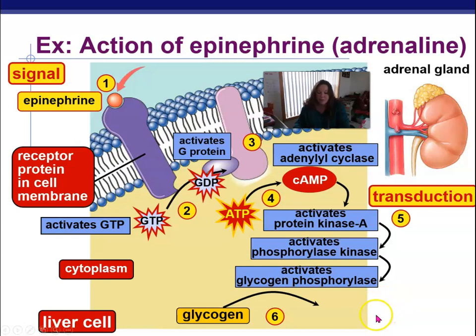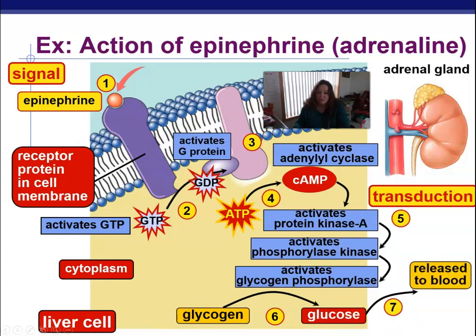And so our product that we get then, taking glycogen and breaking it apart into glucose, and then releasing that glucose to the blood so the glucose can be readily available to all the cells so that we can make ATP and run away from a cheetah. Oh, yes. That's our response. So reception, then there's our transduction, all that stuff in the middle, and our response in the end is making glucose and releasing it to the blood, of course. So there's a specific example.